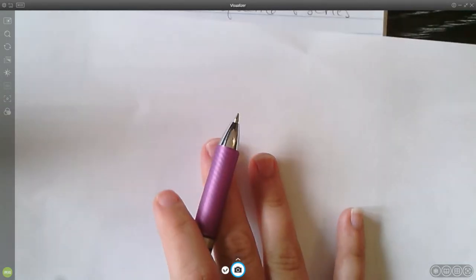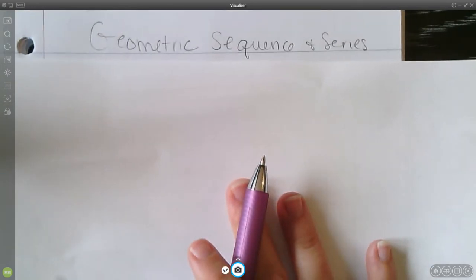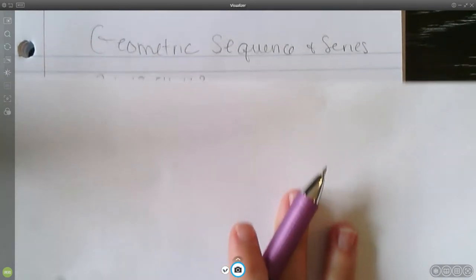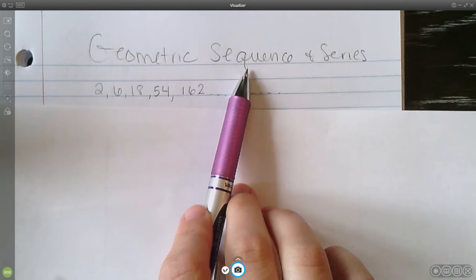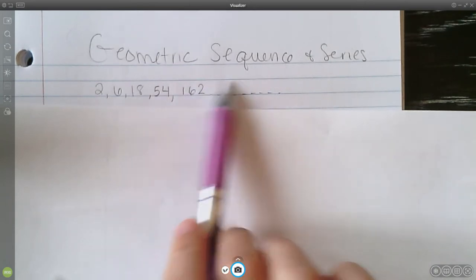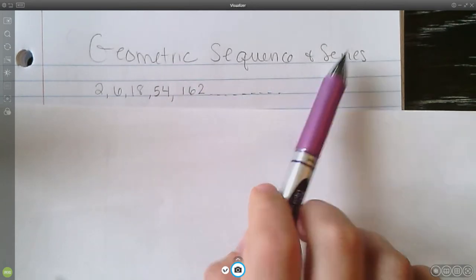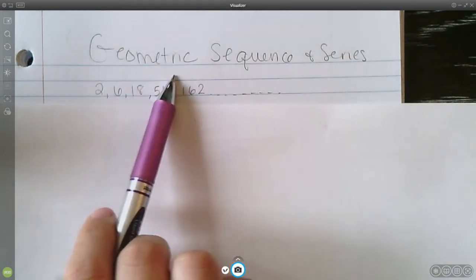All right. So yesterday we talked about arithmetic sequence and series. Today we've got geometric sequence and series. So just a reminder, a sequence is just a list of numbers like this. Series means you're going to add them all together. So we just need to talk about what geometric means.